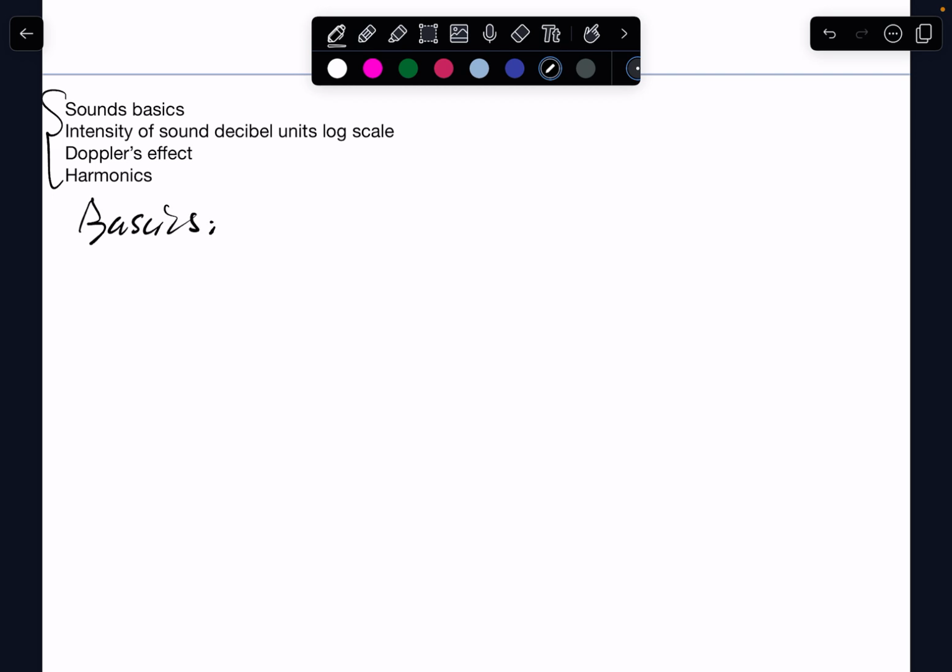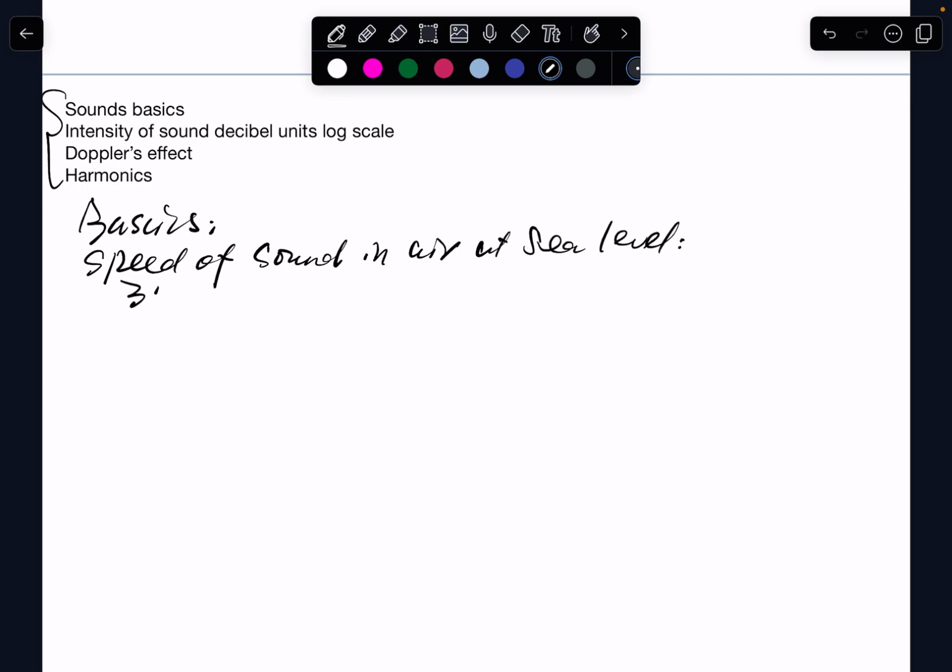So the first thing you need to know is the speed of sound in air at sea level, which is 343 meters per second. Sometimes this is not provided on MCAT, but you want to know this. You want to have this in the back of your head, just like the speed of light in vacuum, which is 3 times 10 to the 8th meter per second, right? You want to know this.